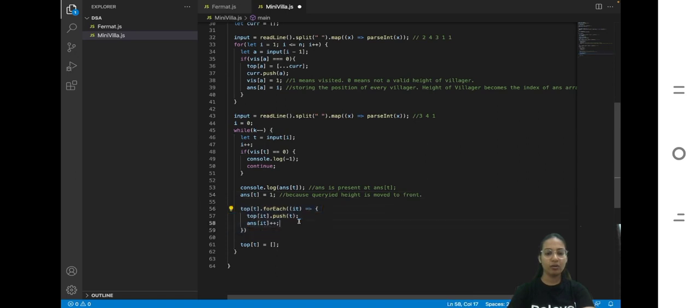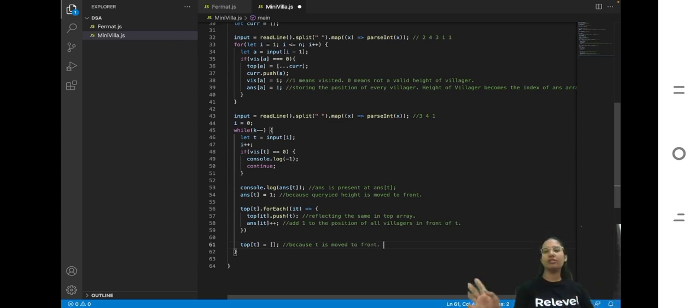And then what we are going to do is add 1 to the position of all villagers in front of t, and reflect the same in the top array also, because it contains all the people who are in front of you. How do you know all the people who are in front of you? It is present at this index, and then this becomes 0 because t is moved to front. Simple as that, nothing else you have to do.